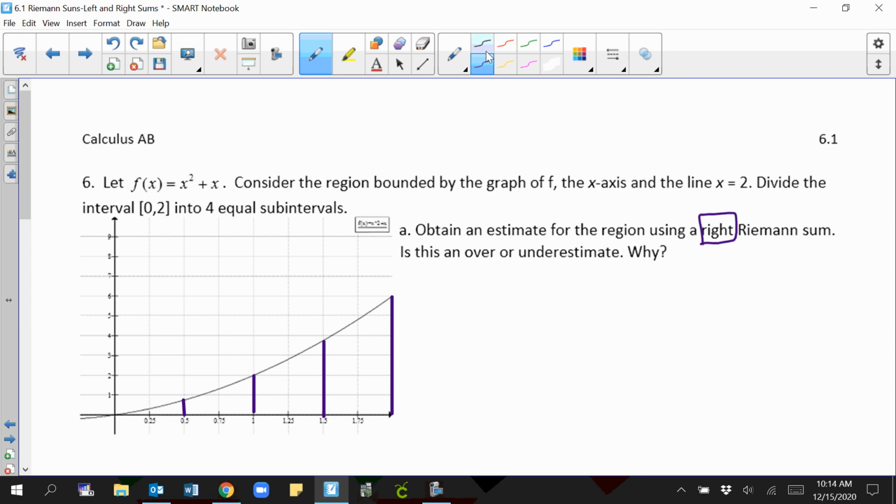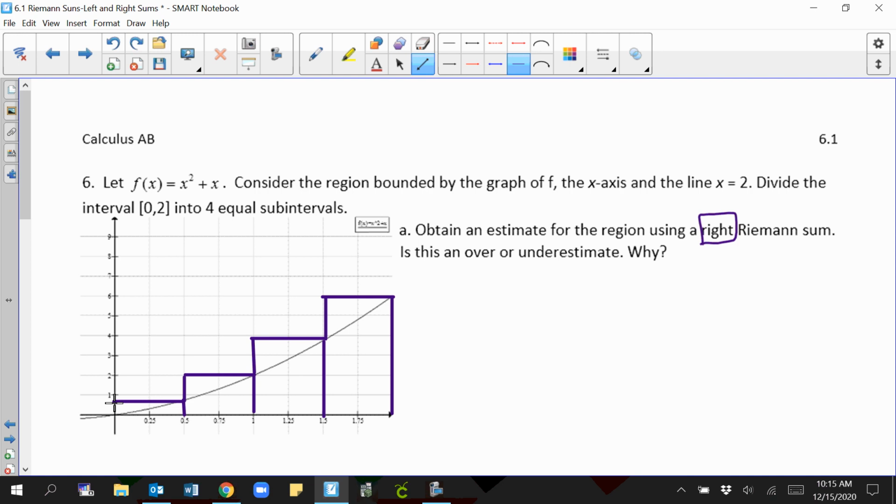So if I'm looking at a right Riemann sum, that means I'm using the right endpoint. So that means that my rectangle is going to come over here and then come down. Oop, I went a little too far. So it's going to come over and then come down, and come over and then come down, and come over this way and then come down, and then this one will come over right there. So that's what our right Riemann sum is going to look like.